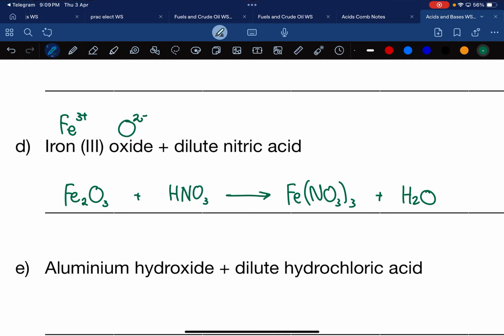6 nitrates. Not 2 nitrates. It's 2 times 3. 6 nitrates.